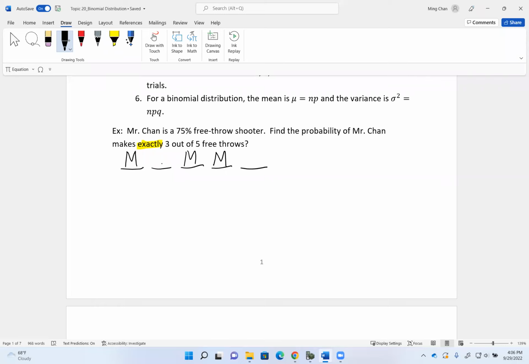Each time I shoot my free throw, there's a 75% chance I make it. So the probability of missing, a failure, is 0.25. One shot followed by the other, my probability of making exactly 3 out of 5 would be 0.75 times itself 3 times, which is to the third power, times my probability of missing, 0.25 to the second power. One shot followed by the other, we multiply all of them. So this is my probability of making exactly 3 out of 5.